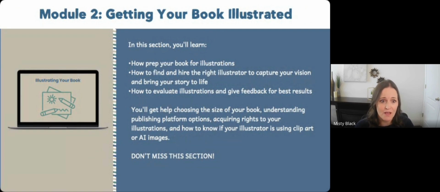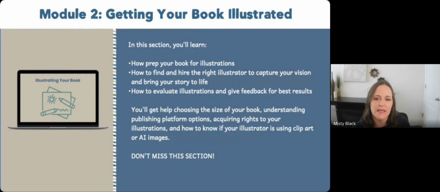I know I covered several costly mistakes if you do your illustrations too soon, but there are many more that I couldn't cover here. You'll learn how to prep your book for illustrations, how to find and hire the right illustrator to capture your vision and bring your story to life, how to start the conversation, what questions to ask, what your contract needs to say, what it needs to look like, how to evaluate illustrations, and give feedback for best results.